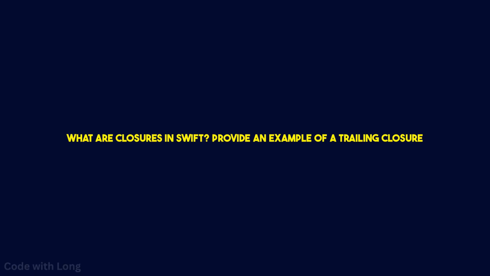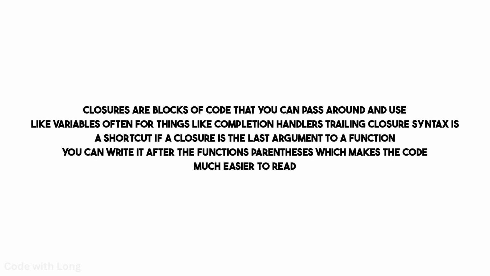What are closures in Swift? Provide an example of a trailing closure. Closures are blocks of code that you can pass around and use like variables, often for things like completion handlers. Trailing closure syntax is a shortcut. If a closure is the last argument to a function, you can write it after the function's parentheses, which makes the code much easier to read.